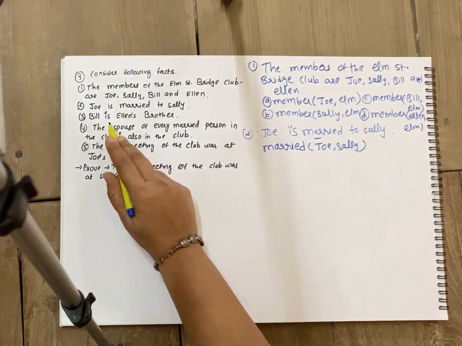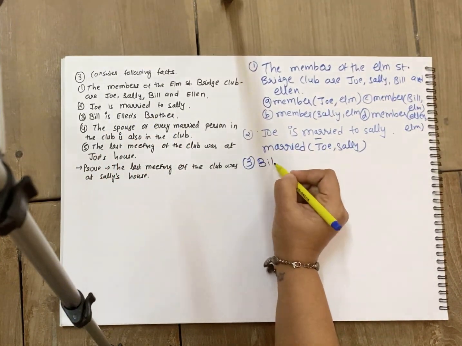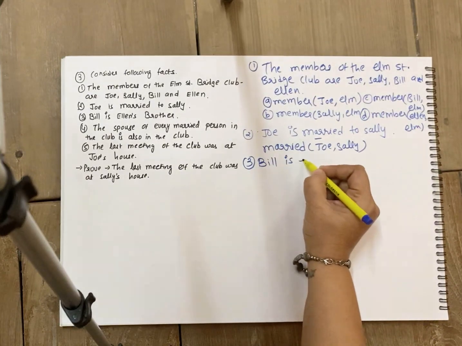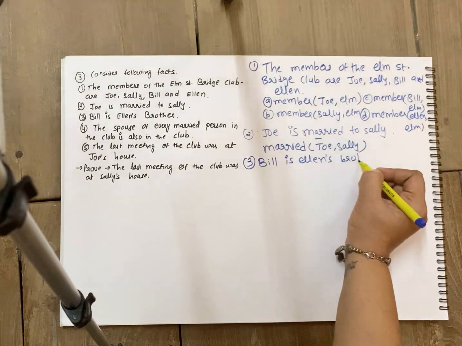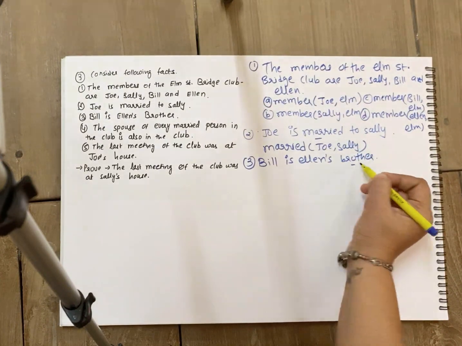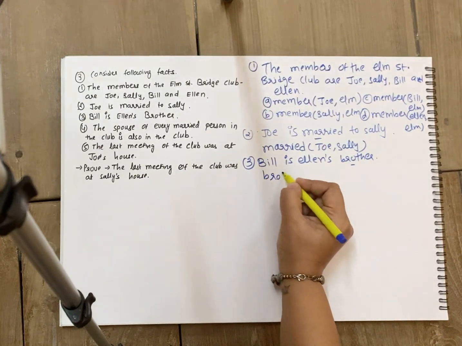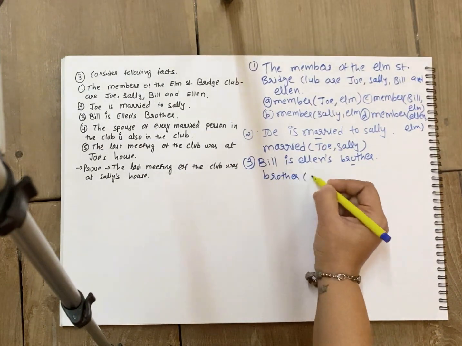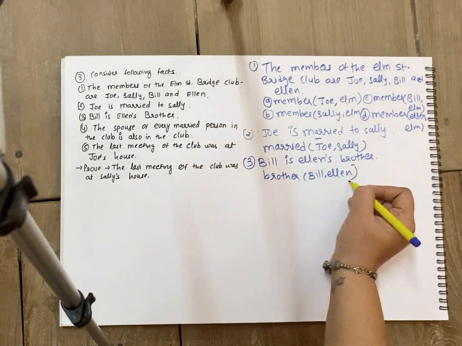Okay. The third is Bill is Alan's brother. So here which is the generalized information? Brother. So we are going to write it like brother(Bill, Alan). Simple.